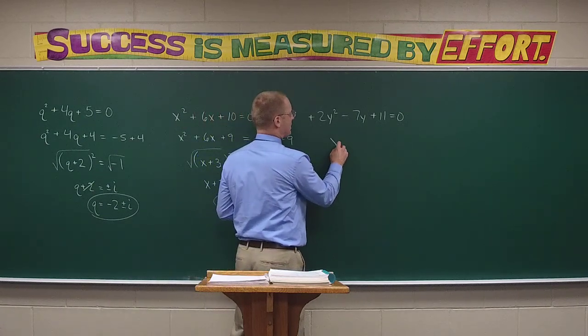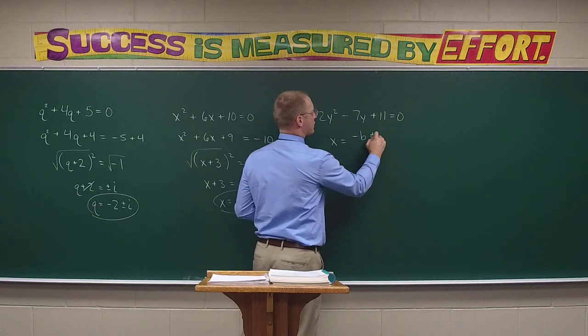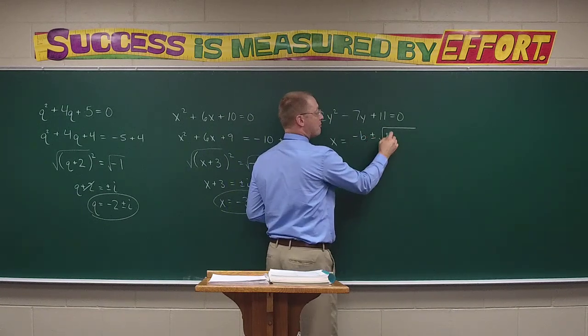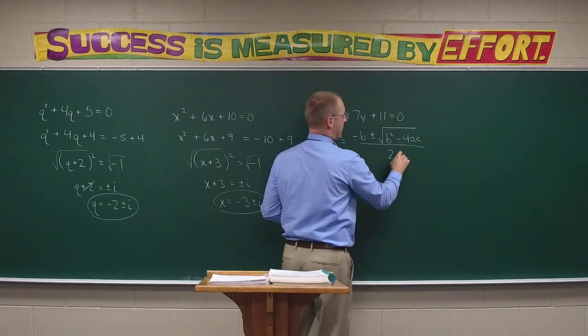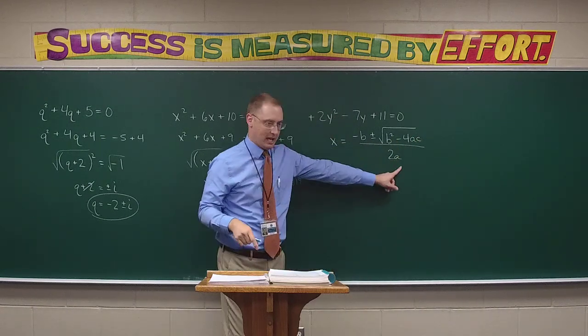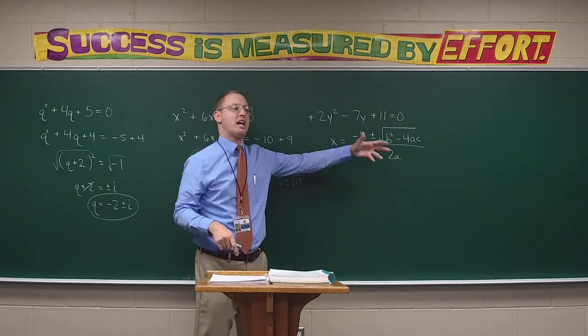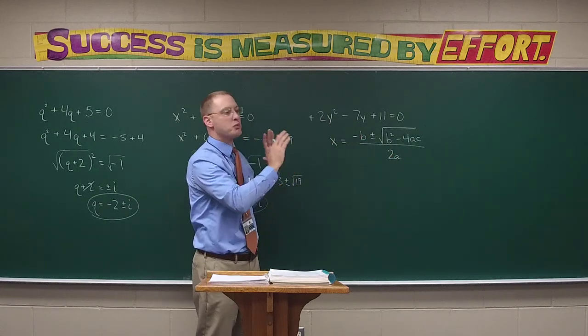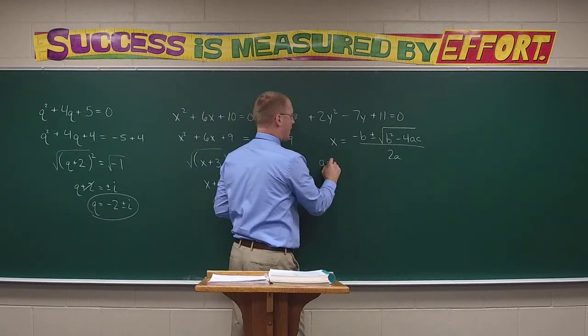What is the formula, class? Say it with me. X equals negative b plus or minus the square root of b squared minus 4ac all over 2a. I don't want my a to be negative, because that gives me a negative denominator, and then I have to pull the negative out front or change all the signs. It's just weird. Save yourself the trouble. Make sure your a is a positive value.